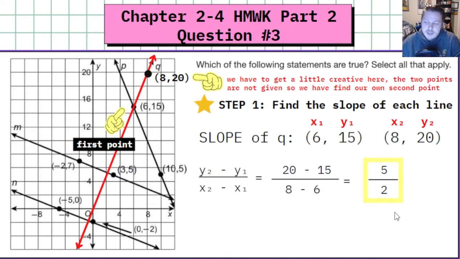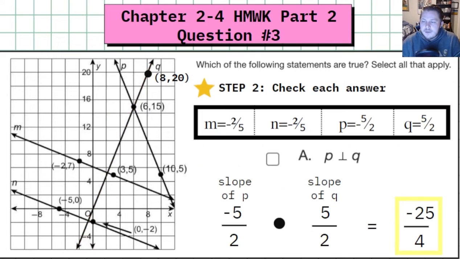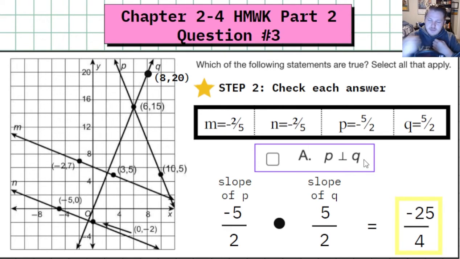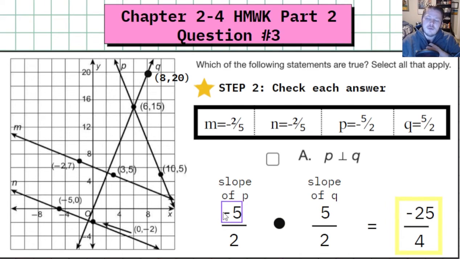All right, so now we just did the brunt of the work. All we have to do is check our answers now. What I have here is a little bit of a word bank for all the slopes. Now we can just plug them in as we need them. So A is asking, is P perpendicular to Q? The way that we check that, we multiply the 2 fractions together and see if the answer equals negative 1. When we multiply fractions, we multiply across. So negative 5 times 5, that's negative 25. 2 times 2, that's 4. That does not equal negative 1.